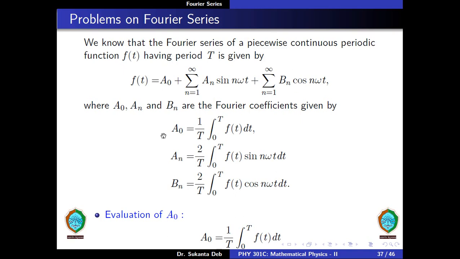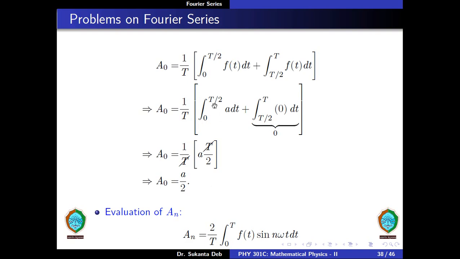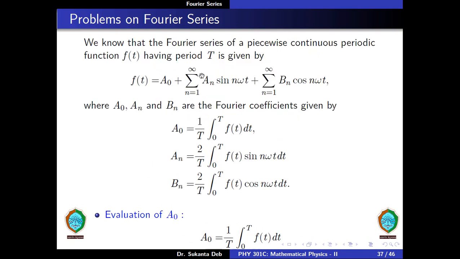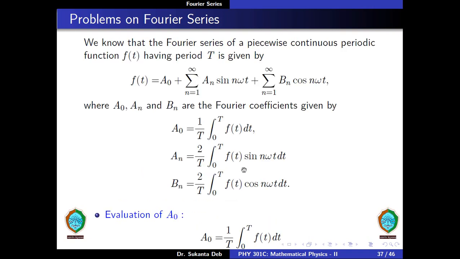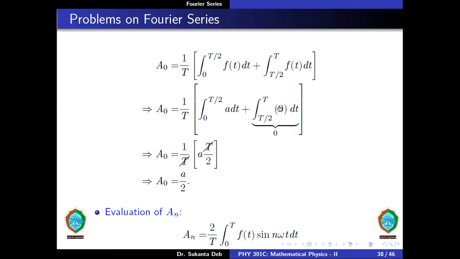We know the values of the coefficients a0, an and bn, so we will try to evaluate all these coefficients for the given function. We know that the given function has two parts, 0 to T by 2 and T by 2 to T. For the range 0 to T by 2, the value of the function is a, but for the interval T by 2 to T, the value of the function is equal to 0. So we get a0 is equal to a by 2.